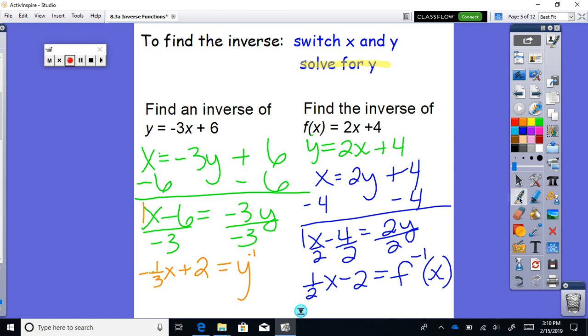This really isn't f to the negative 1 power. It's just this negative 1 out here just means that's the inverse. It's like the way to denote it. Just like we use this R for all real numbers, f to the negative 1 just means inverse. Okay, so it's just a notation. It's not an exponent in that sense.